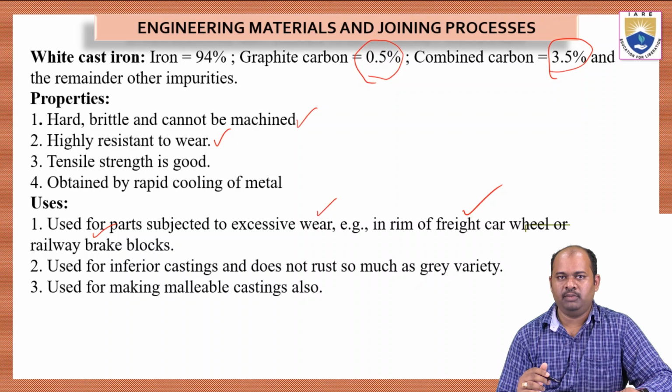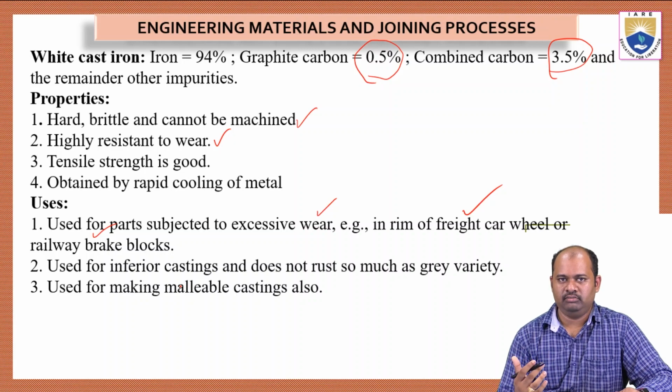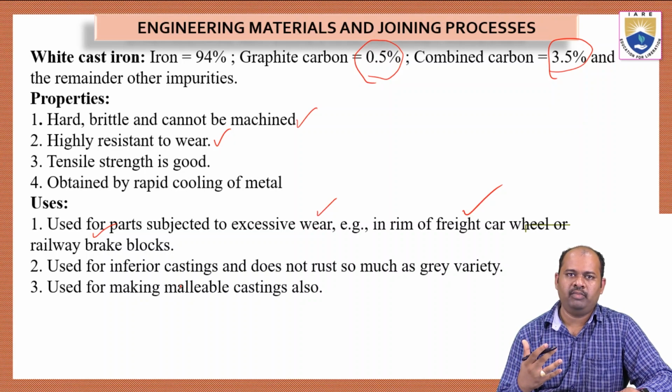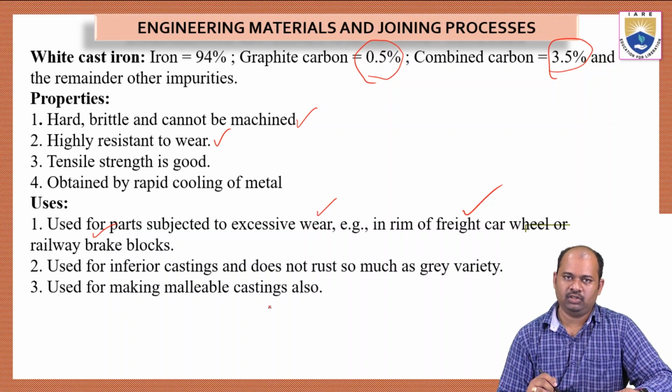So another good, important property of this white cast iron is that it does not rust easily, because it does not combine with the oxygen that is present in the atmosphere. So it will resist corrosion up to some extent. That is why they can be used for inferior castings, so that they can be converted into metal objects which can be used in the open atmosphere. And then the third application is making malleable castings also.